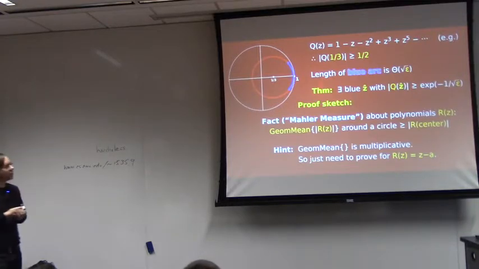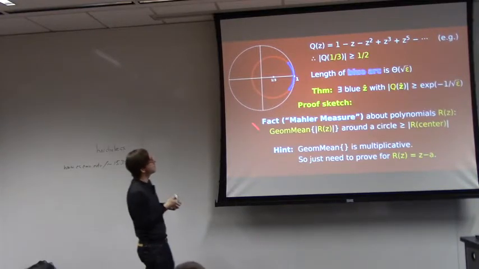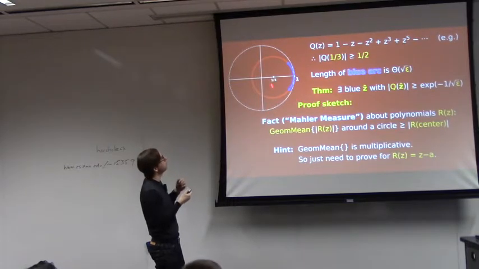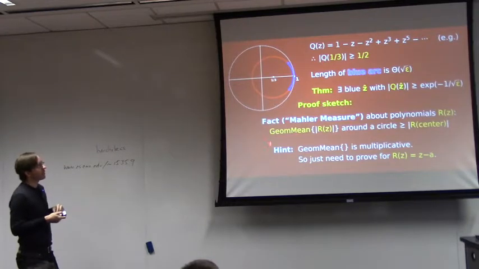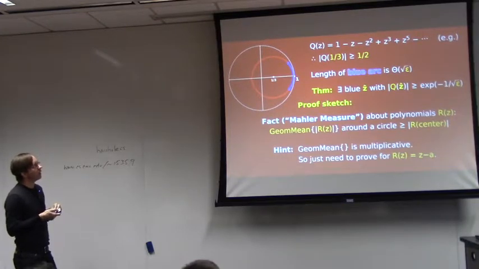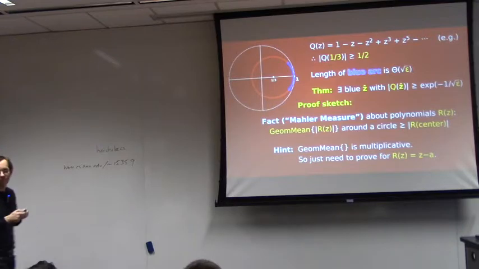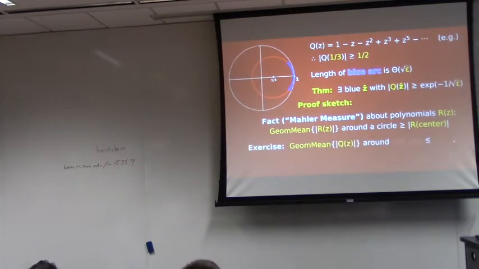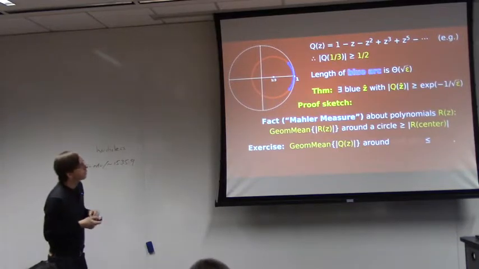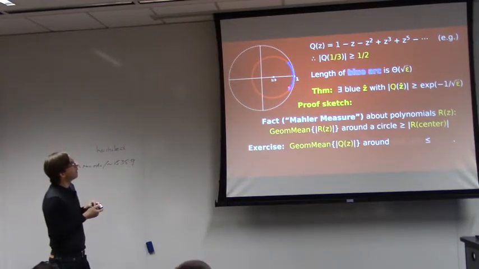Okay, so we just have to accept this fact now, and hopefully you start to see how it might be relevant, because we have this polynomial Q, and we just showed up here that it's pretty big at the center. By this Mahler measure fact, that's going to imply that the geometric mean of Q's values around the red circle is at least a half. So we know the geometric mean of this polynomial Q around the red plus blue circle is at least a half.